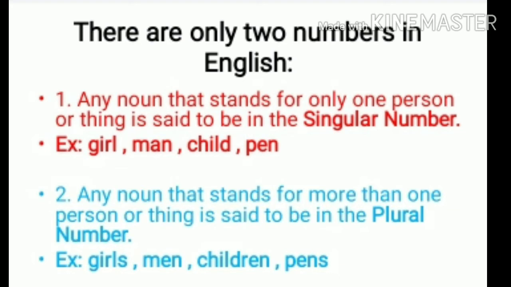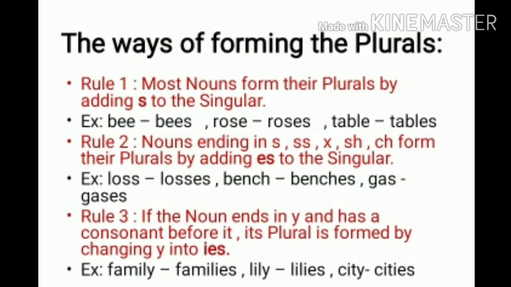So we can say girls, men, children, pens. These all are in the plural number. So there are two types of numbers, singular number and plural number. The ways of forming the plurals. There are certain rules that we have to follow when we make a noun from singular to plural. So now let us read all these rules.